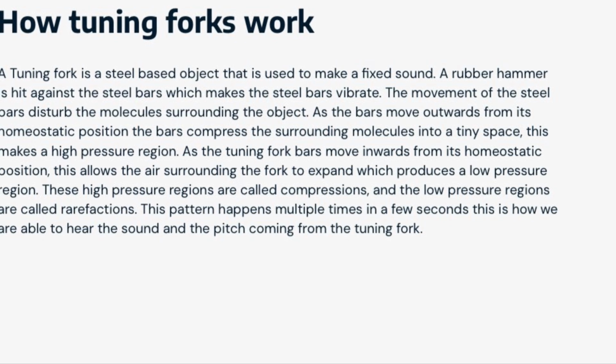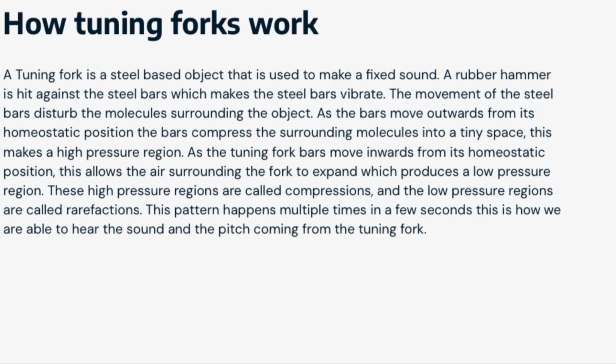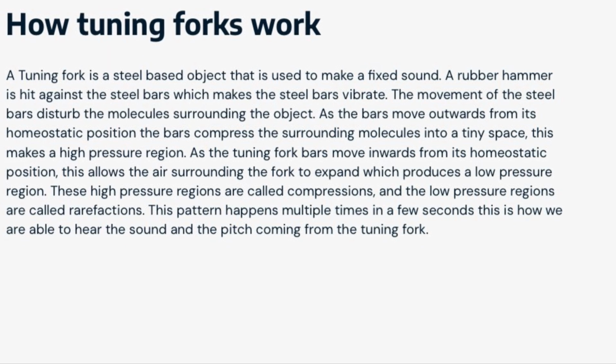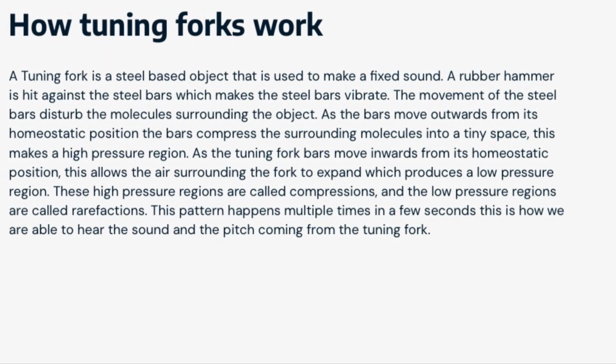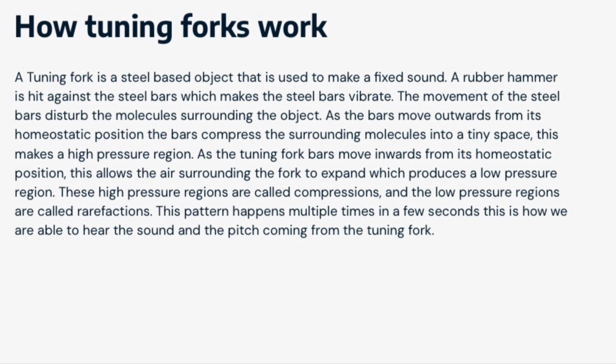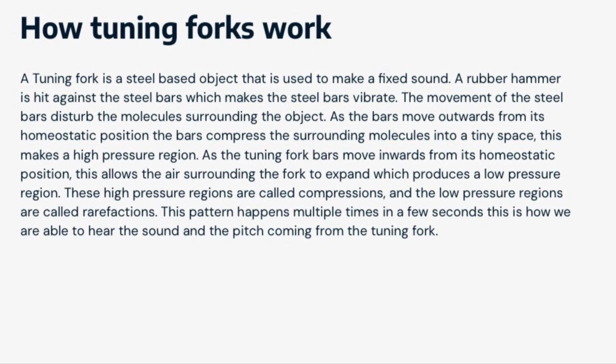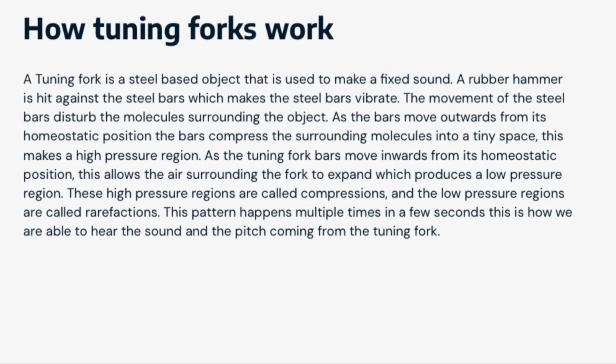A tuning fork is a steel-based object that is used to make a fixed sound. A rubber hammer is hit against the steel bars, which makes the steel bars vibrate. The movement of the steel bars disturbs the molecules surrounding the object. As the bars move outwards from their homeostatic position, the bars compress the surrounding molecules into a tiny space. This makes a high-pressure region.